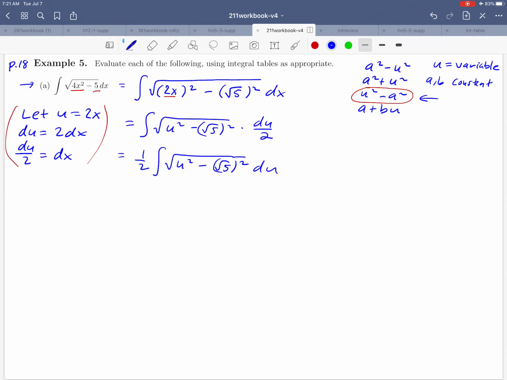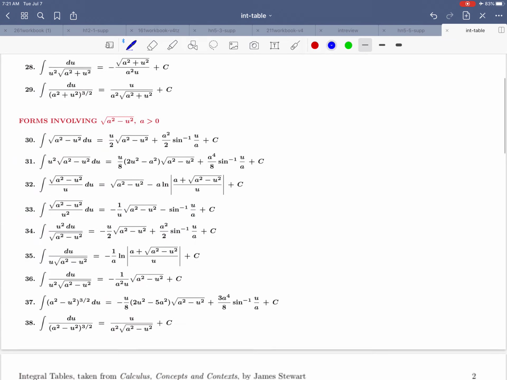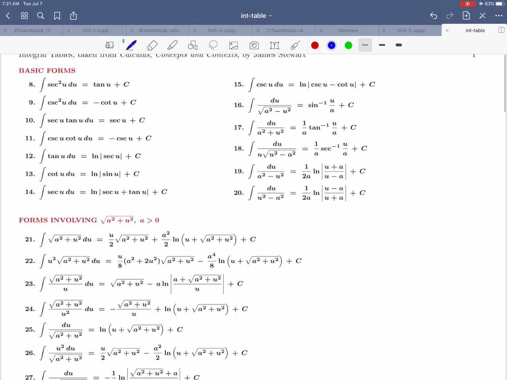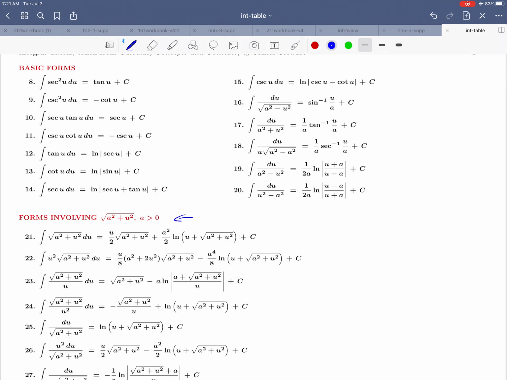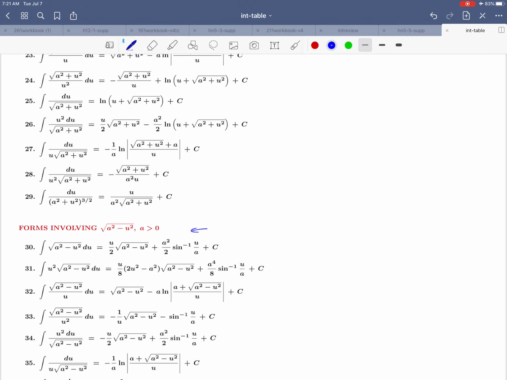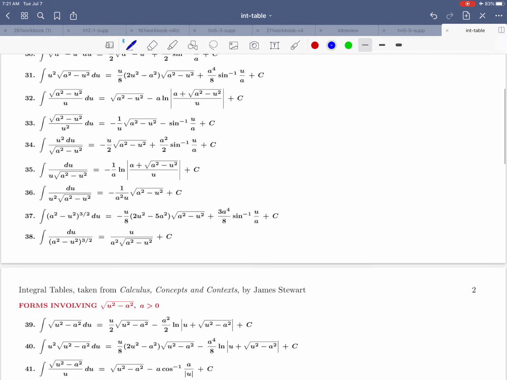So far here's what we've done. We've taken our integral and rewritten it so that it matches this form up here, u squared minus a squared. Now we are ready to go to our integral table and see if we can find a match for this formula. I'm going to go back to the beginning of it. And remember that the form that we chose was u squared minus a squared. So forms involving a squared plus u squared, that doesn't match. A squared minus u squared, that also doesn't match. We're looking for u squared minus a squared.